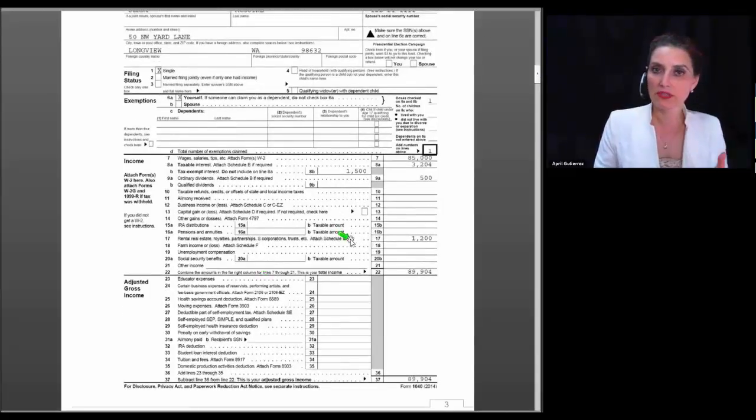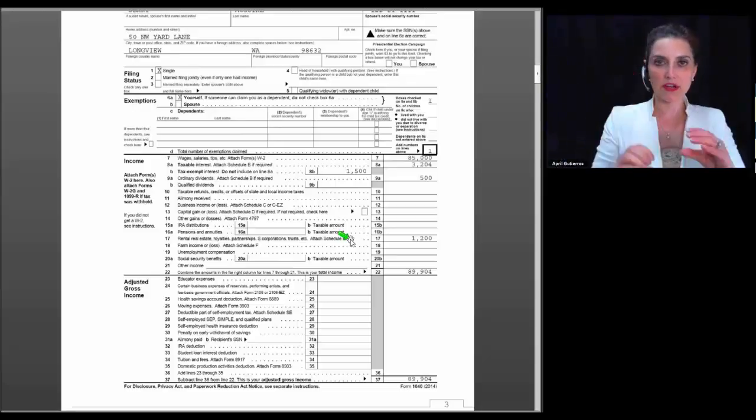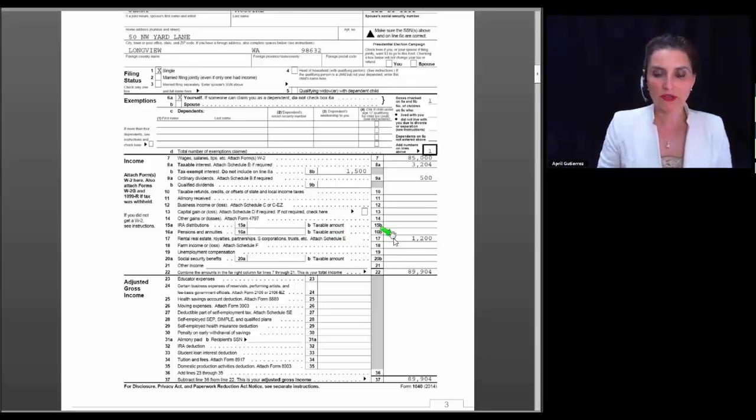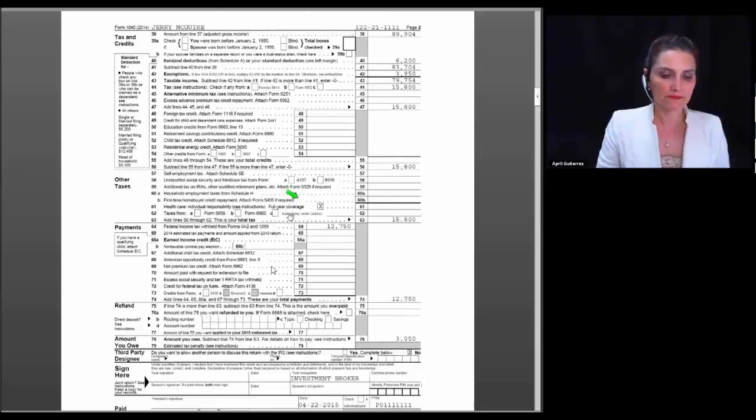And then remember when I was looking at the Schedule K-1, I said, look, he's got this Section 179 deduction down here, and he's got this ordinary income amount up here. We're going to offset those, and the total will be $1,200. And so the number that I'm expecting to see on line 17 is correct. It's $1,200.